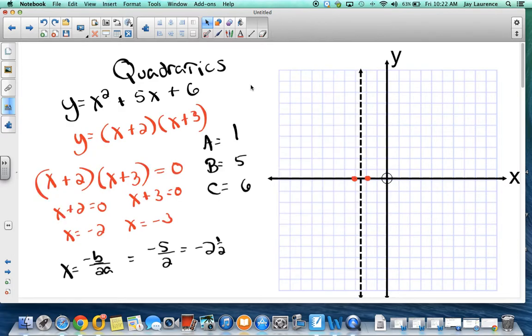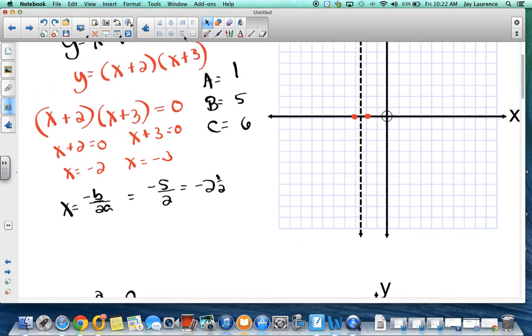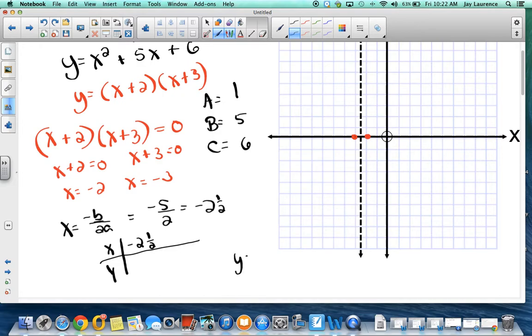All right. Now, to get the y-coordinate of my vertex, I can plug 2.5 into an input-output table. So I'm going to put negative 2.5 in for the equation. So I'm going to get y equals negative 2.5 squared plus 5 times negative 2.5, and then I'm going to add 6 to it. Well, 2.5 times 2.5 should be 6.25. It's going to be positive because it was squared. This is going to be a negative. Let's see, it's going to be negative 12.5, and then a positive 6.